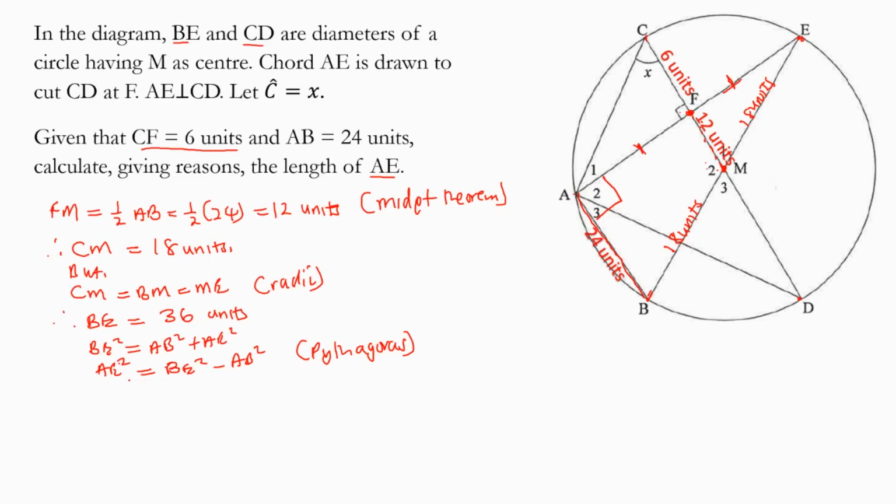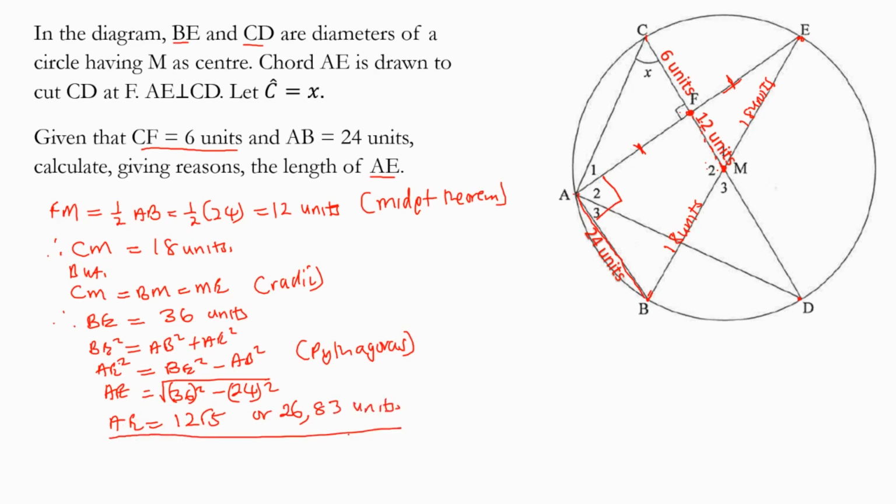And then let's substitute what we have. AE is equal to the square root of BE squared, meaning 36 squared, minus AB, which is 24 squared, meaning that AE is equal to 12 root 5, or you can say 26,83 units. That's the answer there.